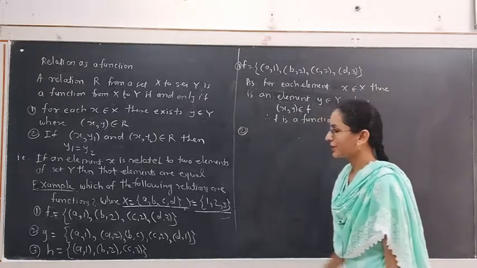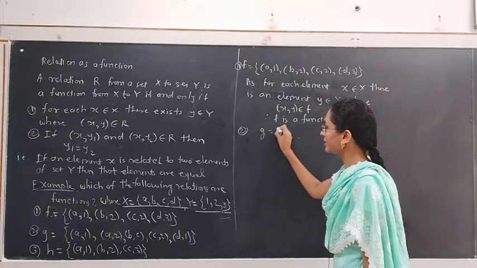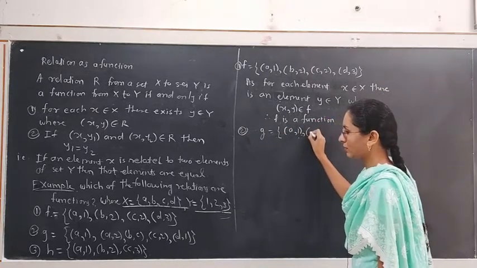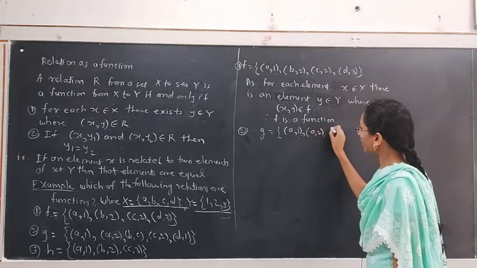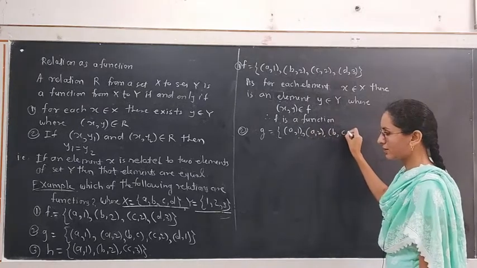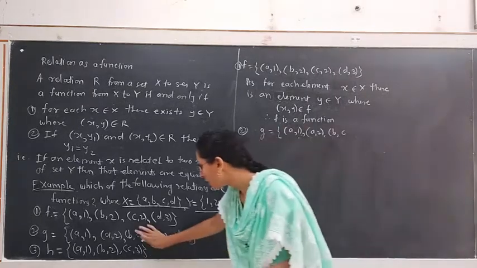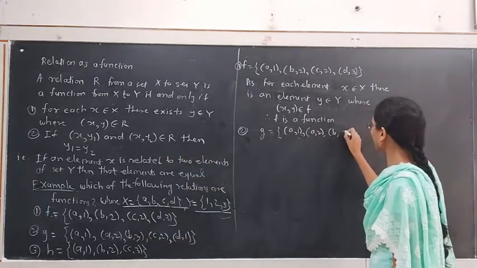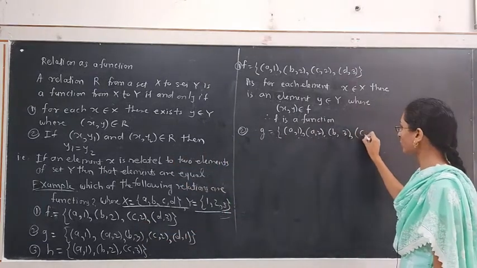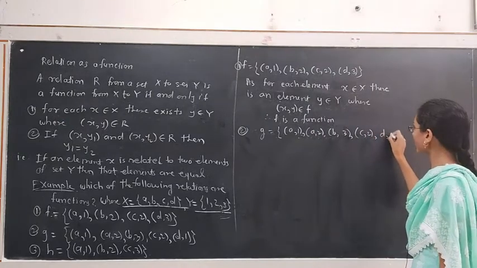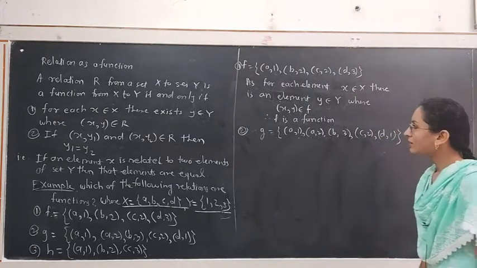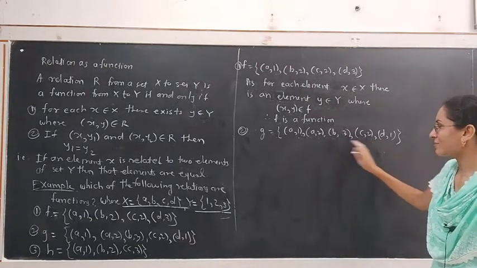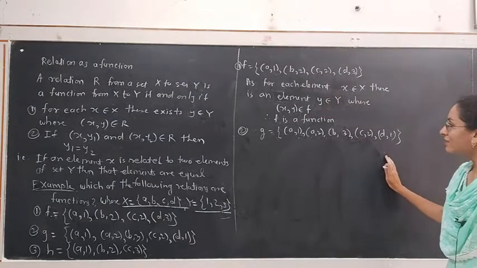The second relation is given as G, which is equal to the ordered pairs (A,1), (A,2), (B,3), (C,2) and (D,1). This is a relation from set X to Y because it is a subset of X cross Y.